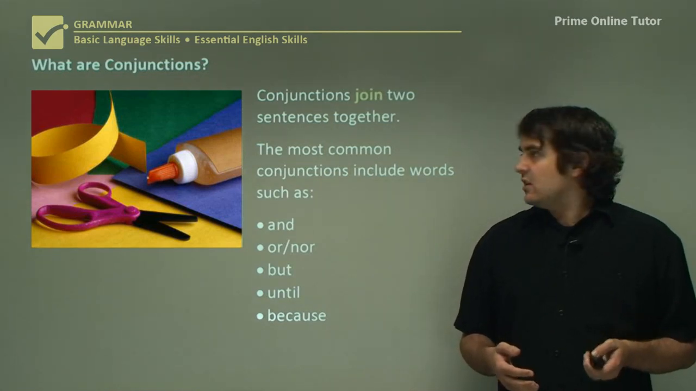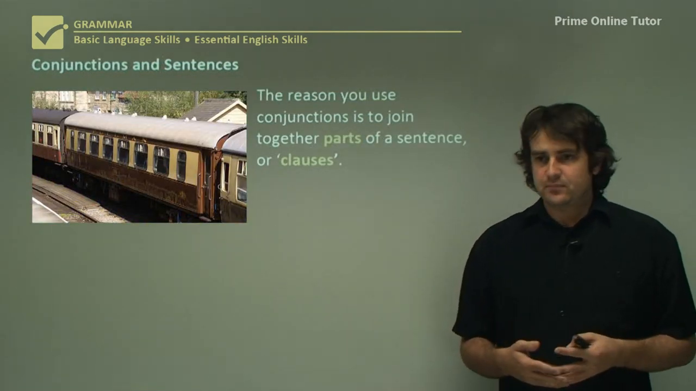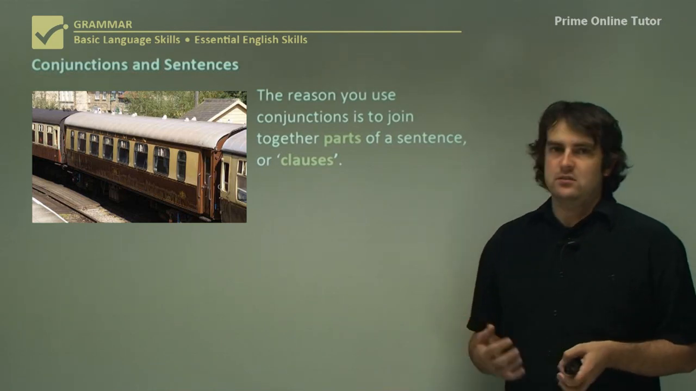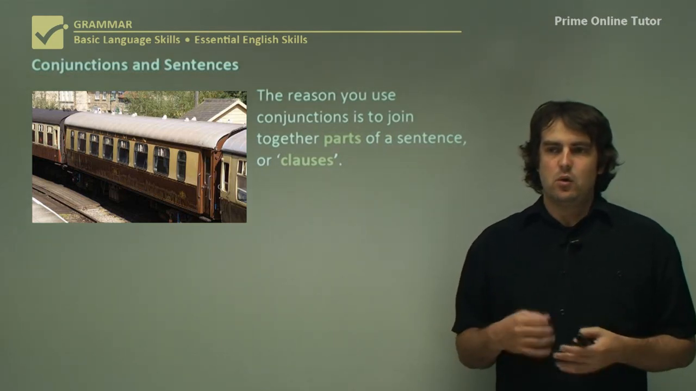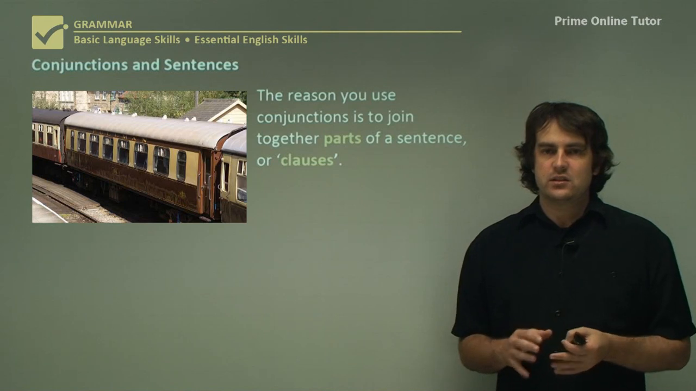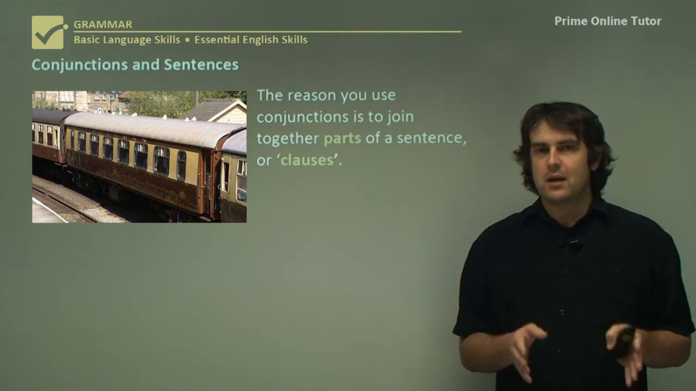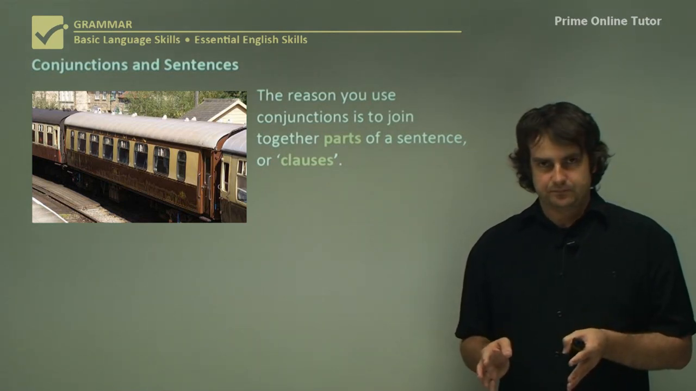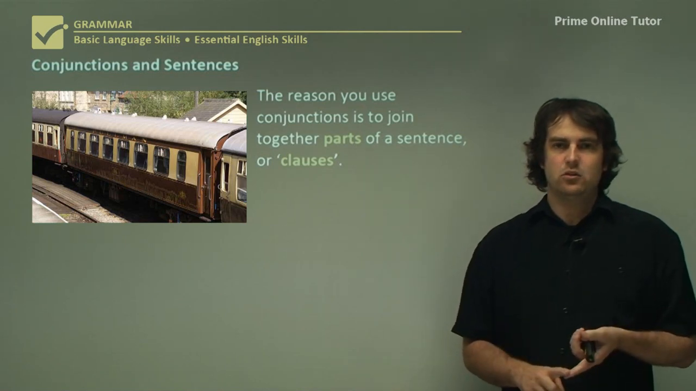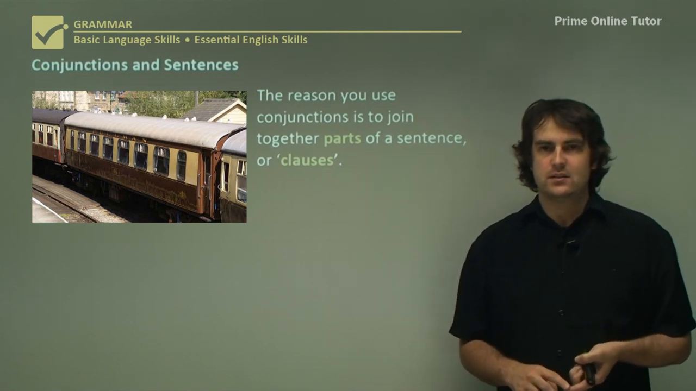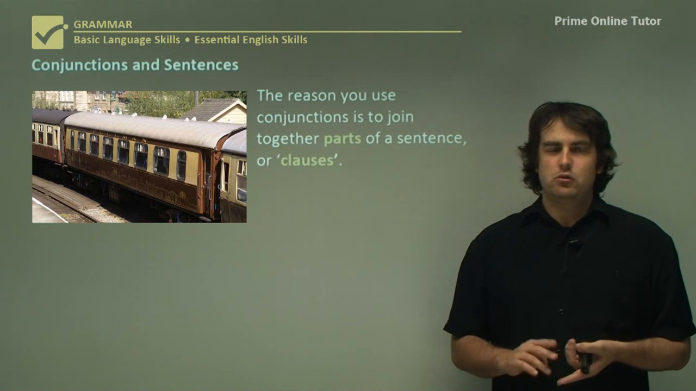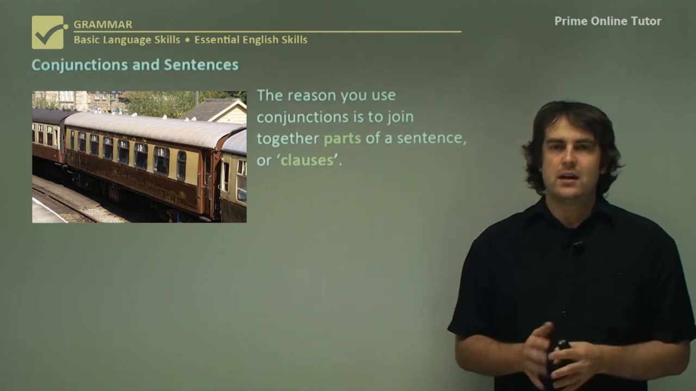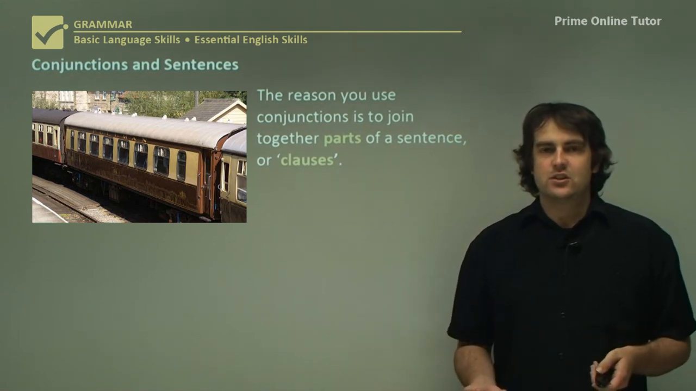Now, as I said, the reason you use those is you're joining together parts of a sentence, or the clauses of a sentence. What clauses refer to is basically just a part of a sentence which may or may not be complete. So a dependent clause is one that needs to be attached to one that's independent, or two dependent clauses could be attached together to make a complete sentence. That's essentially the heart of it.